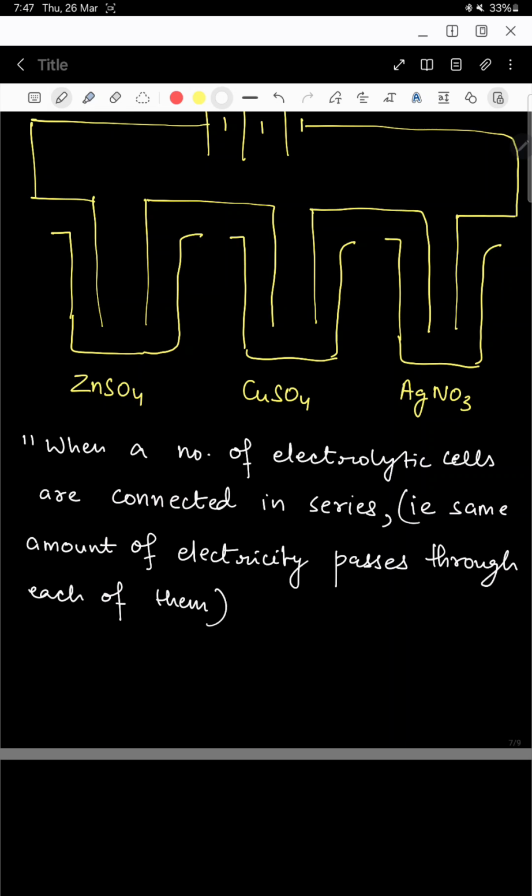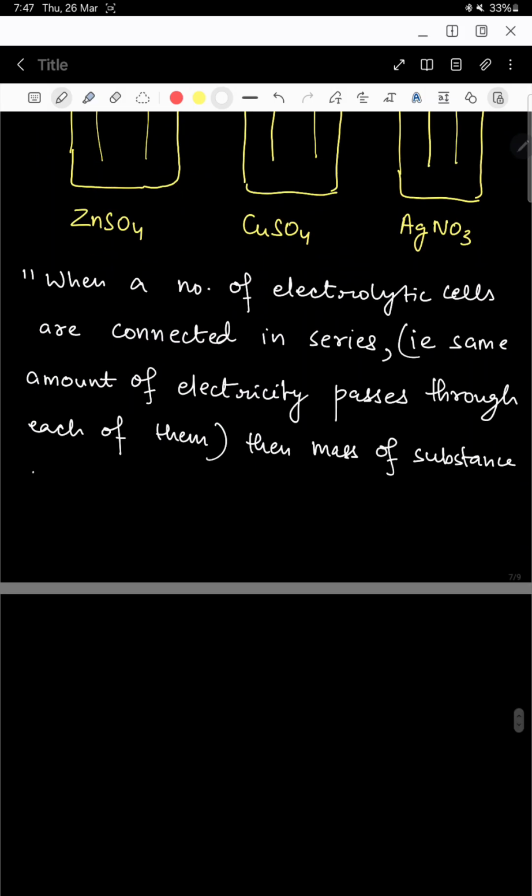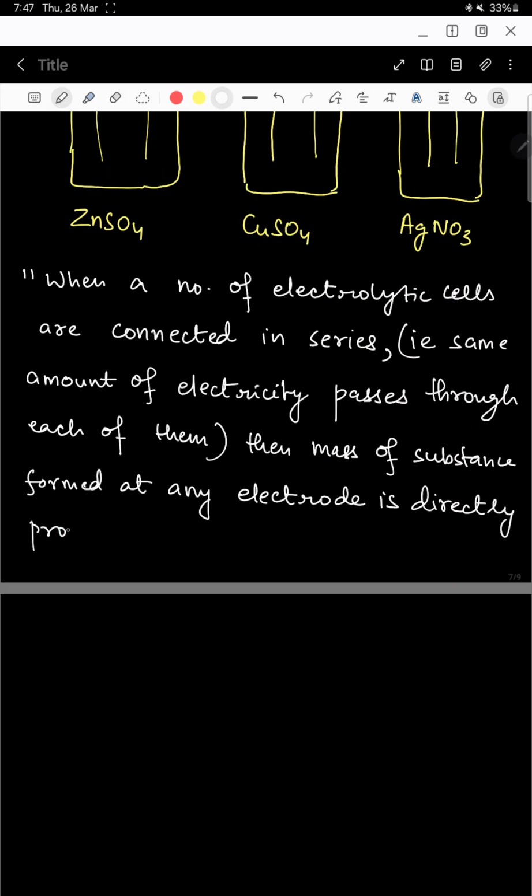so when a number of electrolytic cells, 2, 3, 4, any number, are connected in series, with the same amount of electricity passing through them, then the mass of substance formed at any electrode is directly proportional to its equivalent mass.